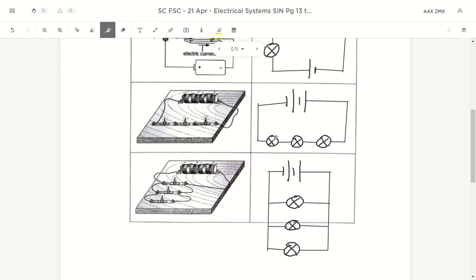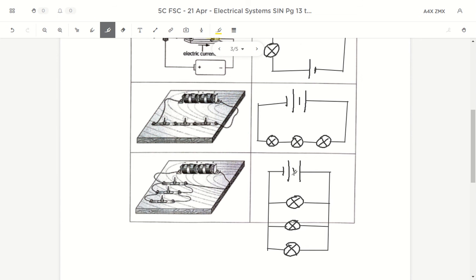Three bulbs side by side, three bulbs side by side. So I'll just draw a wire according to the diagram and connect the three bulbs together like this. Okay, so no matter how difficult it is, always start with the parts first, then connect according to what you see.